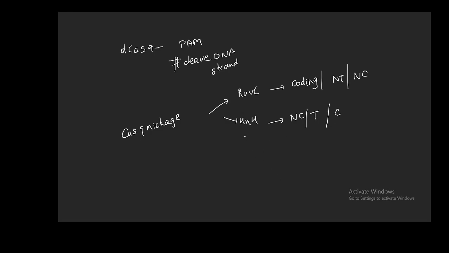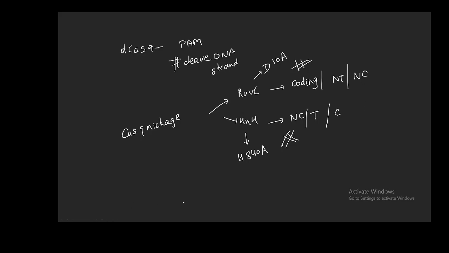So basically if you convert the histidine residue at position 840 to alanine, you are creating a mutation in this domain, and because of this it cannot cleave the non-coding strand, or you can say the template strand or the complementary strand. Similarly, if you are doing the mutation in the RuvC domain, which is basically converting the aspartate residue at the 10th position to alanine, then you cannot cleave the coding strand, or the non-template strand or the non-complementary strand.